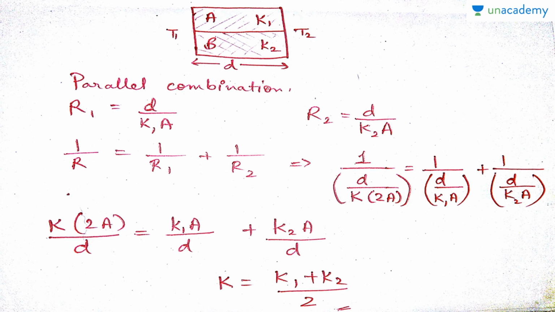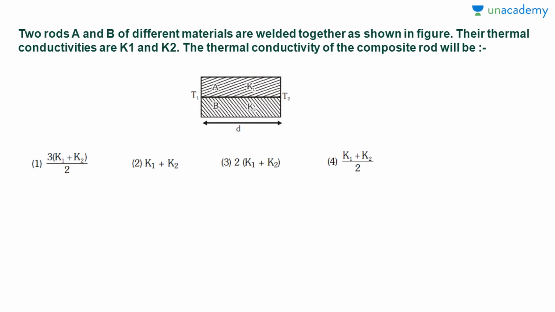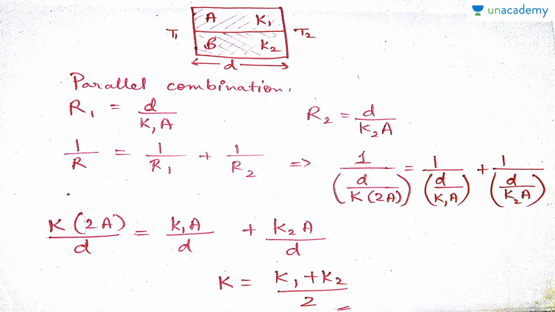Okay, so these are the two composite rods A and B having the thermal conductivities K1 and K2, the distance is d, and the temperature at both ends is T1 and T2. In parallel combination, we always know that we have the formula that R1 is equal to d upon K1A. What is A? A is the area. For R2 similarly we'll get d upon K2A, and since it is a parallel combination, 1 upon R is equal to 1 upon R1 plus 1 upon R2, putting the value.